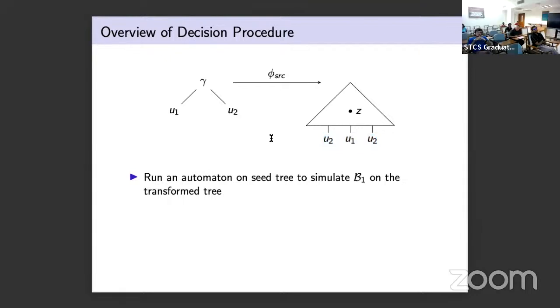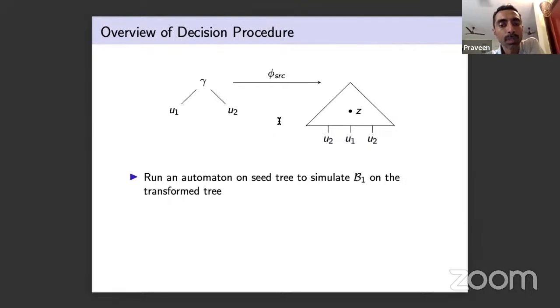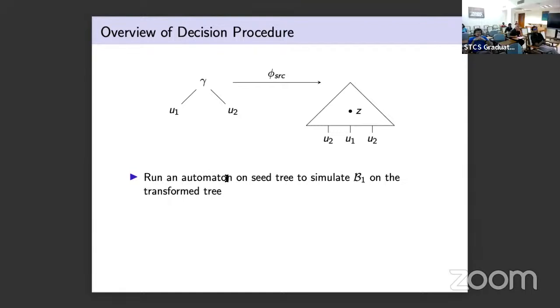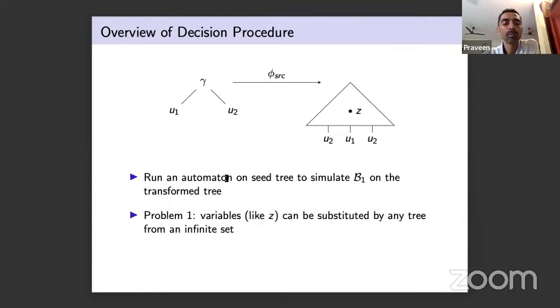Right. So is the overall idea kind of clear? Yeah. Right. So that is the overall approach that we would like to take. But at a conceptual level, a lot of details have to be worked out, but at the conceptual level, there are mainly two problems.